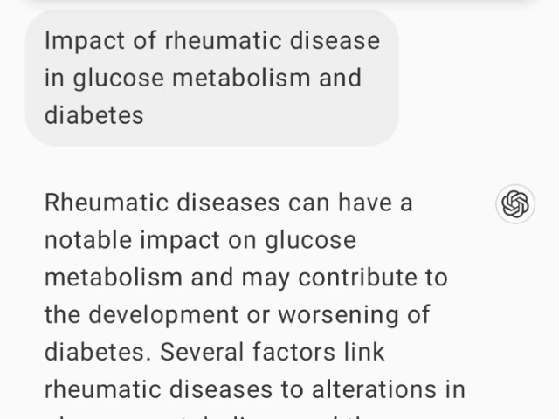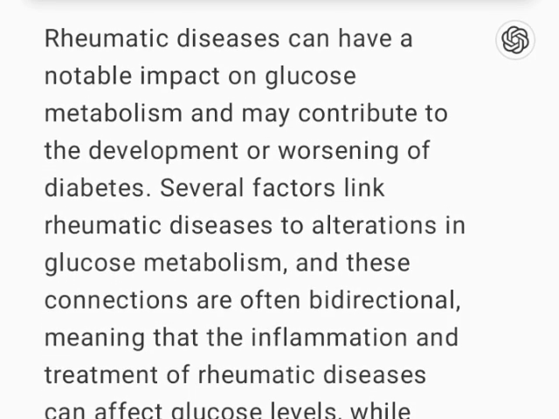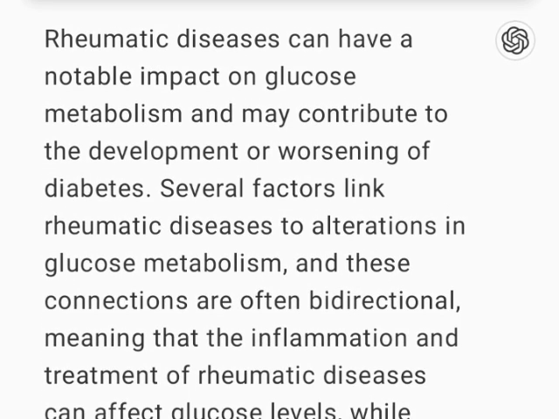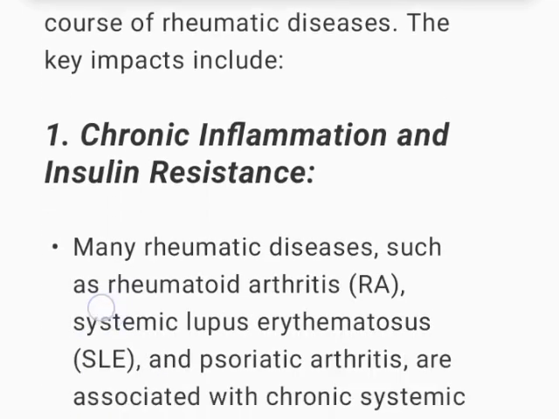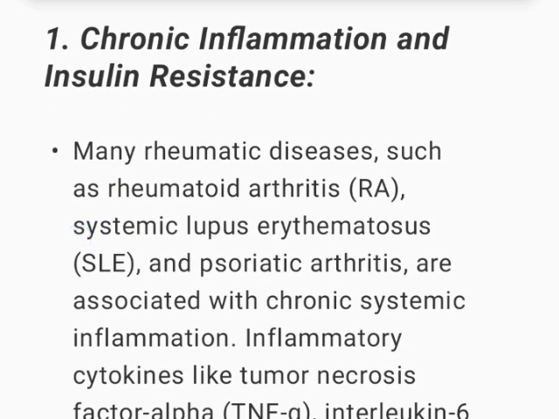Rheumatic diseases can have a notable impact on glucose metabolism and may contribute to the development or worsening of diabetes. Several factors link rheumatic diseases to alterations in glucose metabolism, and these connections are often bidirectional, meaning that the inflammation and treatment of rheumatic diseases can affect glucose levels, while diabetes itself can influence the course of rheumatic diseases. The key impacts include: 1. Chronic inflammation and insulin resistance.